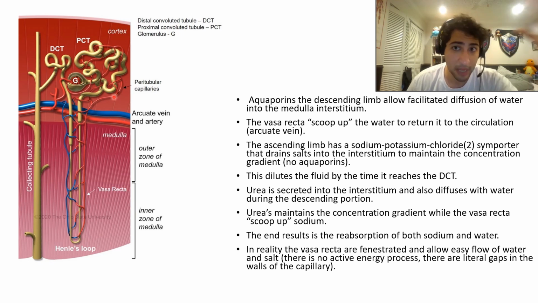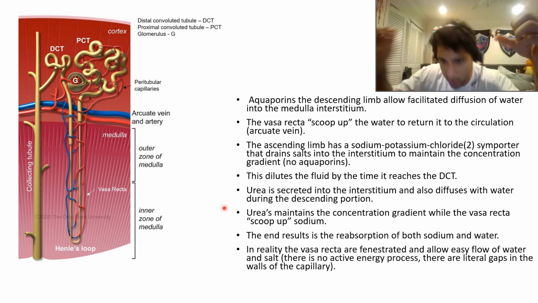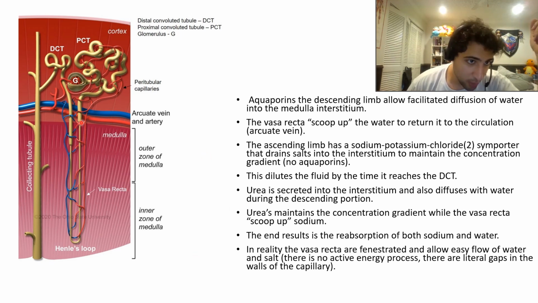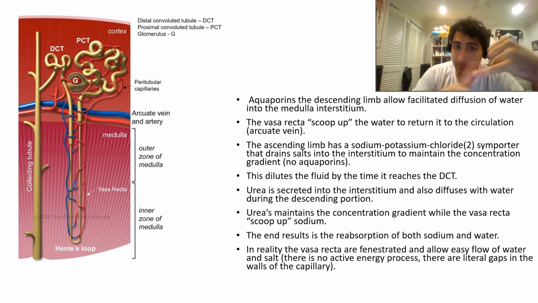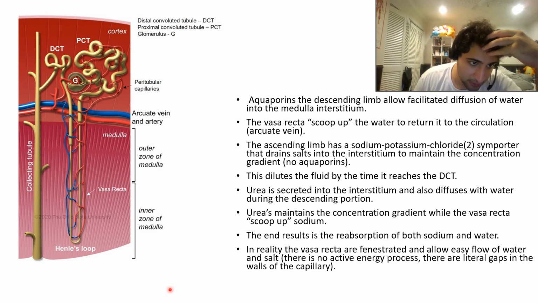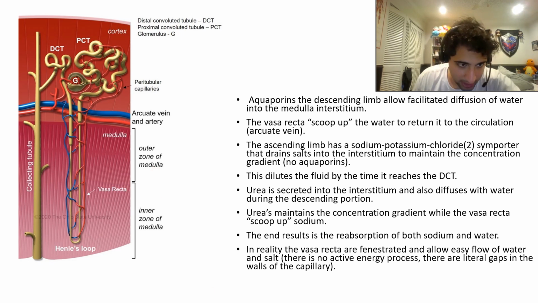A lot of times when people talk about the countercurrent multiplier system, they don't really emphasize the importance of having these vessels that are just scooping stuff up. So there's aquaporins, which are protein channels in the basement membranes in the descending limb that allow water to diffuse into the medullary interstitium. Remember, this is very concentrated. So these aquaporins allow water to go down its concentration gradient and into the interstitium. I'm going to draw an arrow here coming out of the descending limb. That's water going down its concentration gradient through the action of aquaporins. And the vasa recta are going to scoop up the water to return it into the arcuate vein.